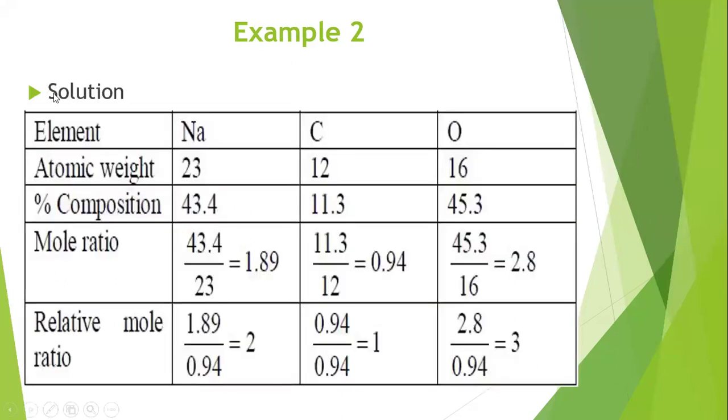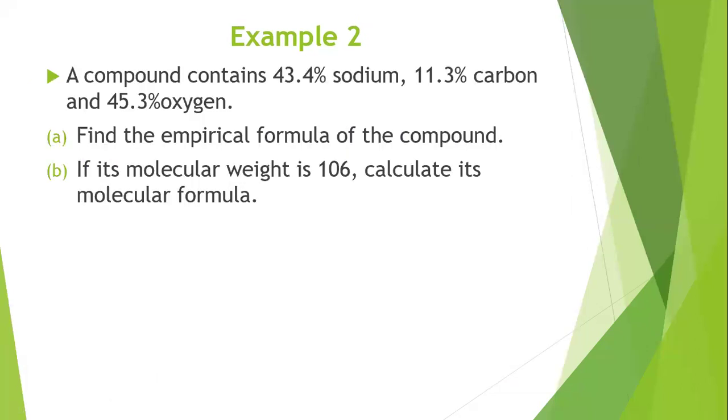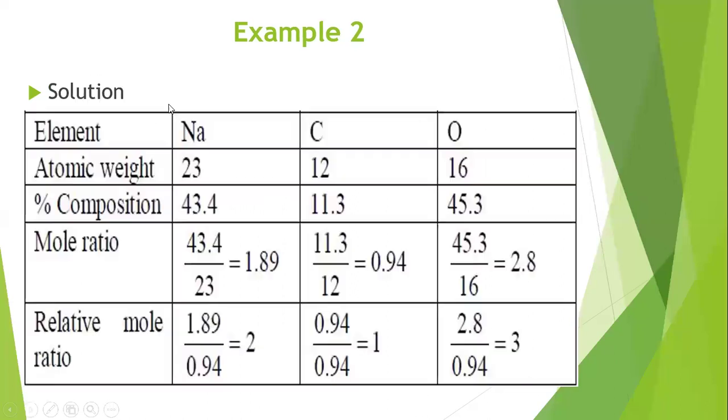You list all the various elements found within the compound. The elements are sodium, carbon, and oxygen. Now the atomic weight of each: sodium is 23, carbon is 12, and oxygen is 16. The percentage composition, as given in the example: sodium is 43.4, carbon is 11.3, and oxygen is 45.3. Mole ratio: simply take the percentage composition divided by the atomic weights.